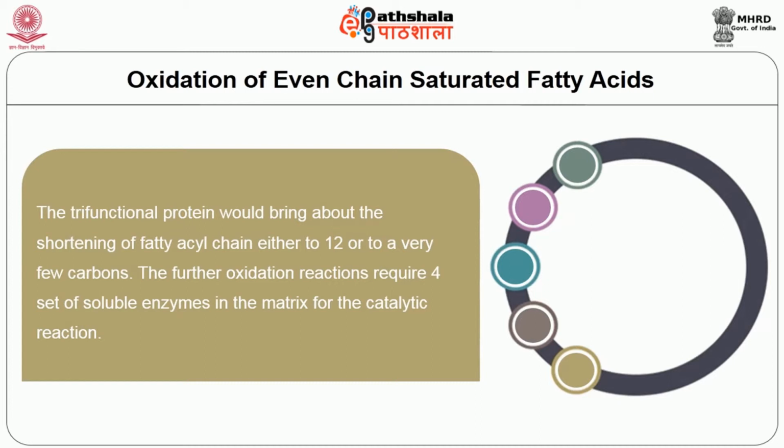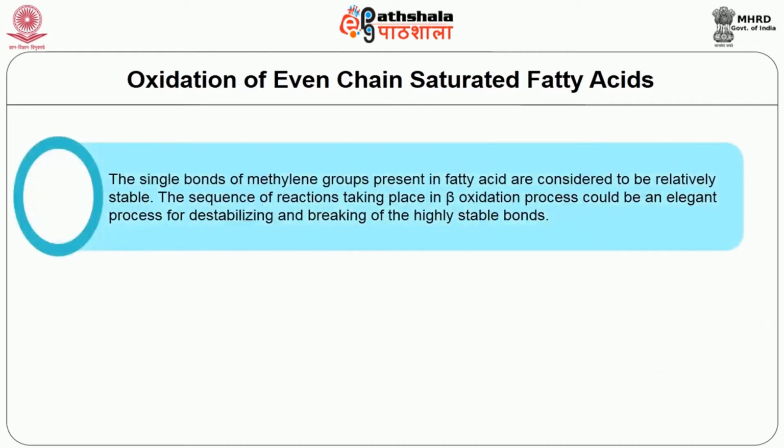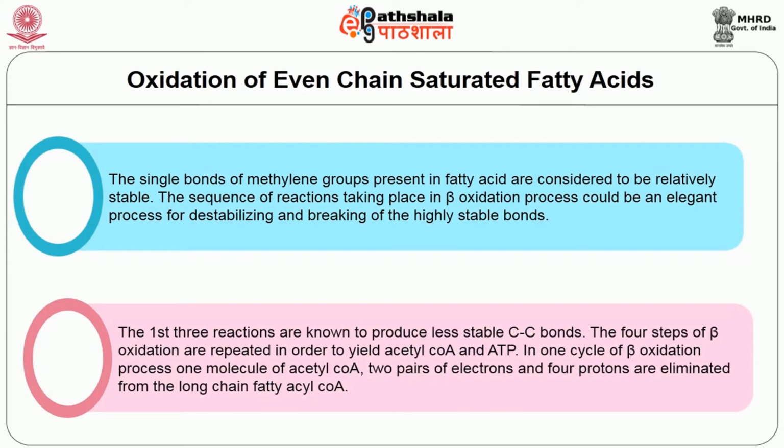The further oxidation reactions require 4 sets of soluble enzymes in the matrix for the catalytic reaction. The single bonds of methylene groups present in fatty acids are considered to be relatively stable. The sequence of reactions taking place in the beta oxidation process could be an elegant process for destabilizing and breaking the highly stable bonds. The first 3 reactions are known to produce less stable carbon-carbon bonds. The 4 steps of beta oxidation are repeated in order to yield acetyl-CoA and ATP.